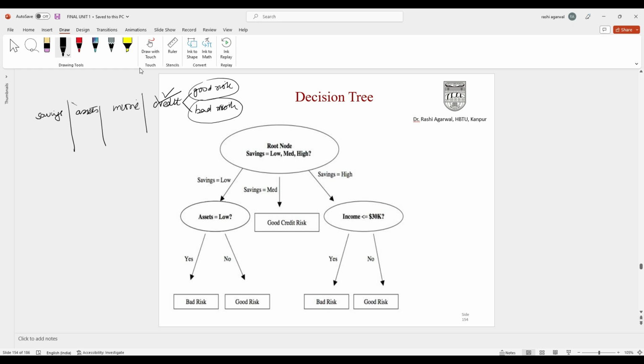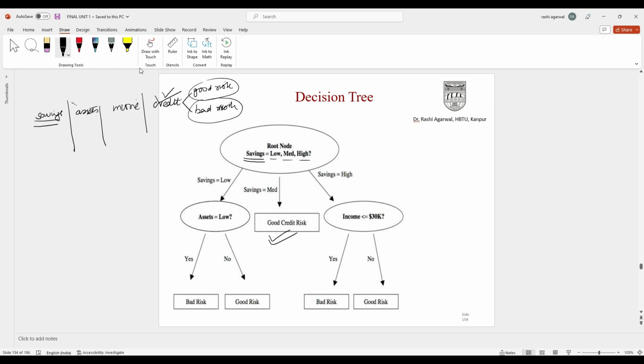Now suppose from the algorithm that I use, I find that the root node is going to be savings. So I start with this. It could have various values. It has three values: low, medium, high. If it is low, I come here. If it is medium, I come here. At medium, I immediately know it's a good credit risk.